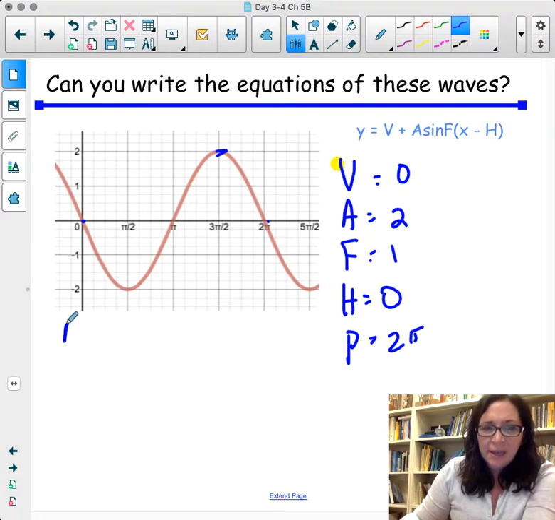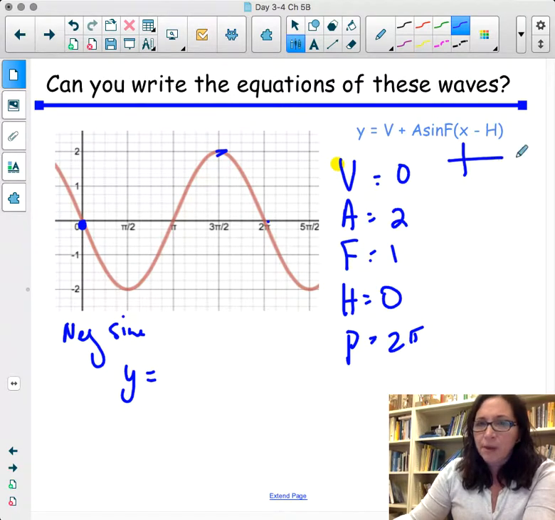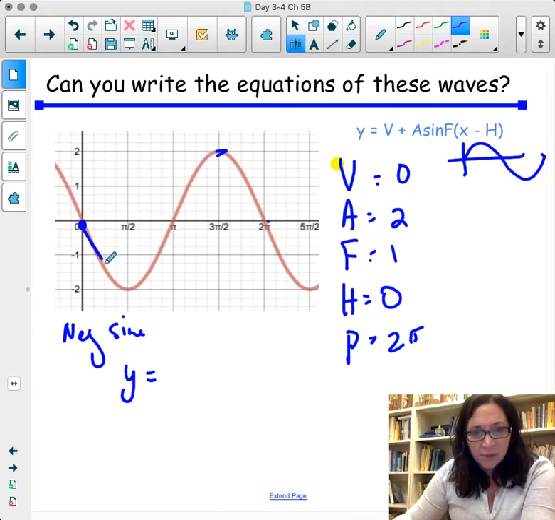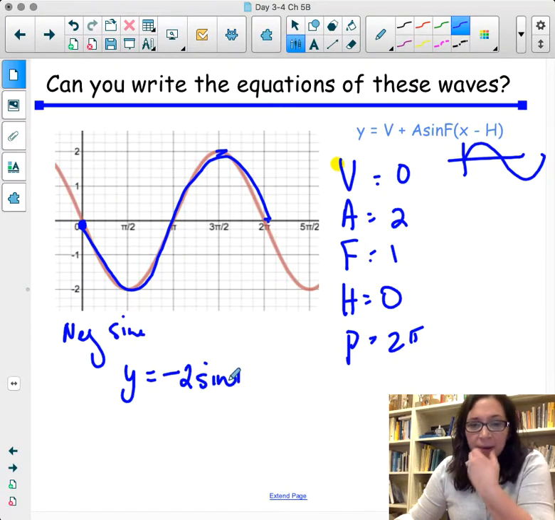So for a negative sine wave, we're going to go y equals my vertical shift, none, plus my amplitude. Oh, but see this? If I make this sine, see how your normal sine wave goes up, down, and ends. But this one is going to go down, up, and over. So that means it's flipped. So that's negative 2 sine. Frequency is 1. I can put a 1 here, or I can not put a 1 there. I have no horizontal shift, so it's just x.